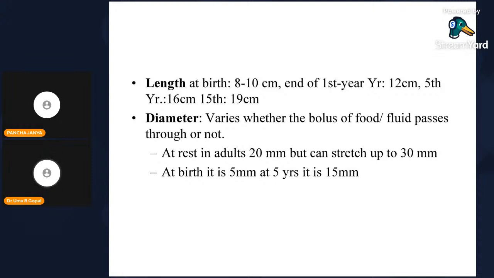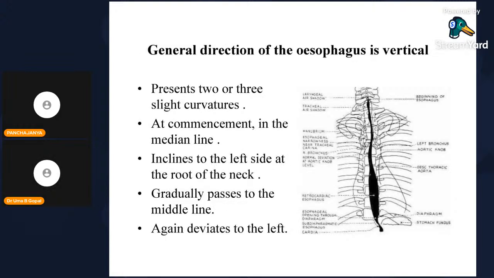The diameter varies depending on whether the bolus of food or fluid passes through it or not. At rest in adults, it is 20 mm, but it can stretch up to 30 mm in adults. At birth, it is 5 mm, and at 5 years, it is 15 mm. This is needed to analyze strictures of the esophagus.